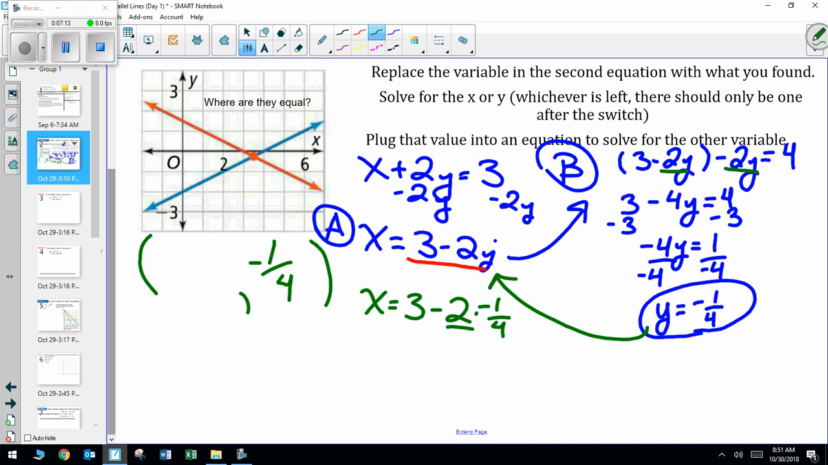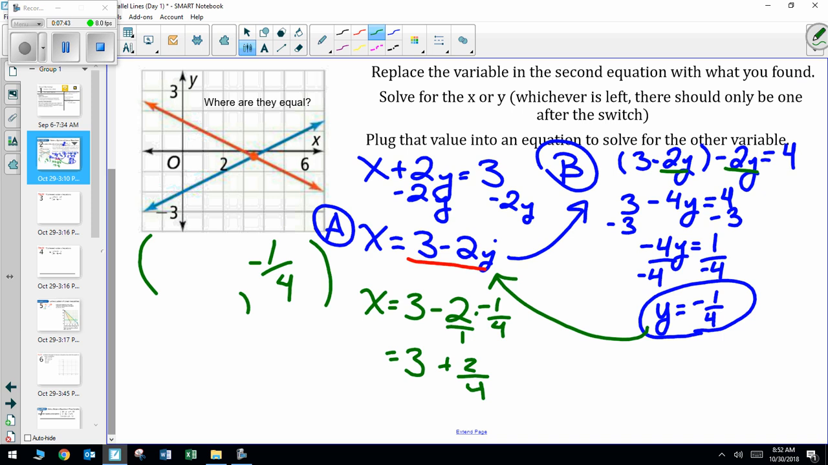And I can turn this into a fraction if it makes it easier, putting it over 1. You can always turn a number into a fraction by putting it over 1. And then when you're multiplying fractions, you're just multiplying across. So this is 3, -2 times -1/2 would be 2 over 1 times 4, which is 4.